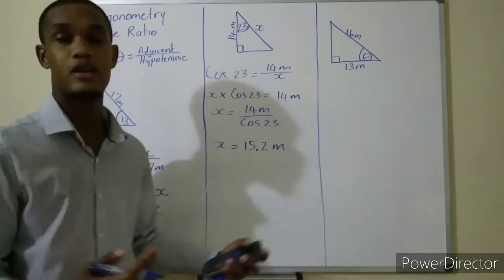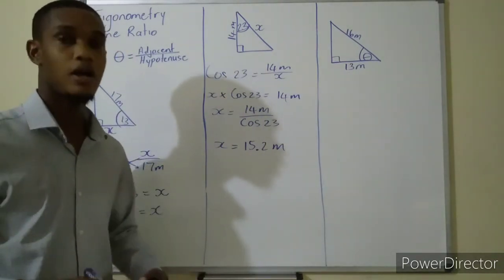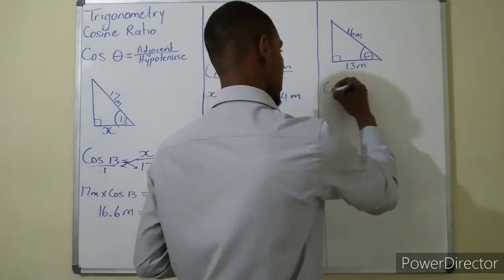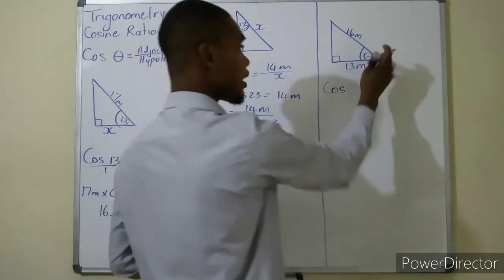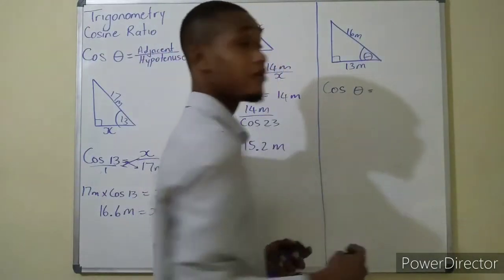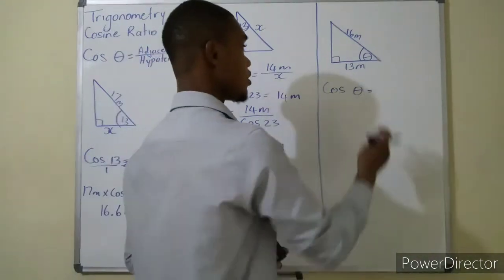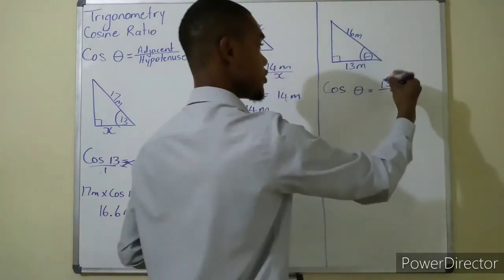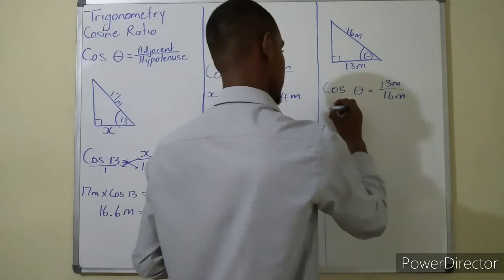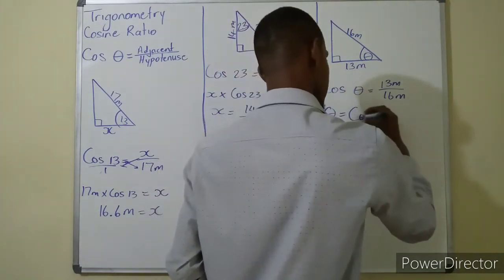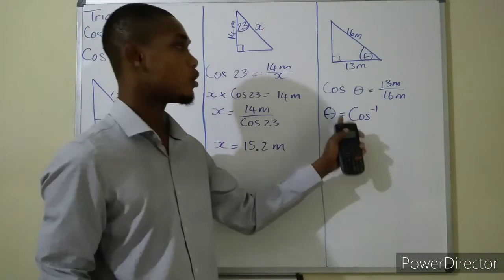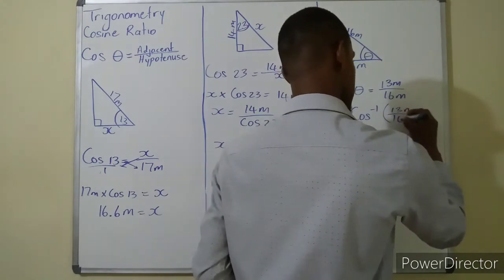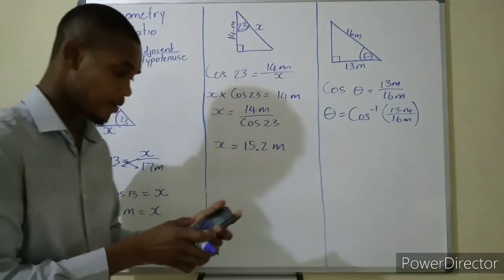Now, what if you were given your adjacent side and your hypotenuse and you are told to find the angle? The procedure is the same, just like when you are operating with sine. So you'd say cos, since you don't know your angle, you put back your theta, or if they put a letter in it, you can put the letter there, equals the adjacent side, so that's 13 meters, divided by your hypotenuse, which is 16 meters. Theta will be equal to the inverse, so theta will be equal to cos inverse of whatever the fraction was, so 13 over 16. And then you simply just type that on your calculator.